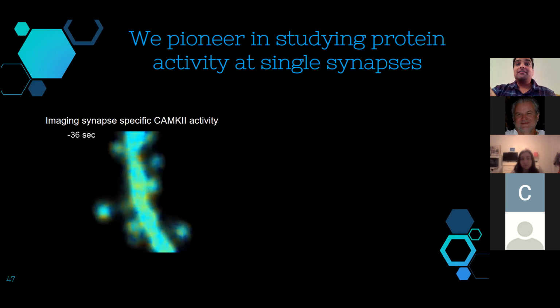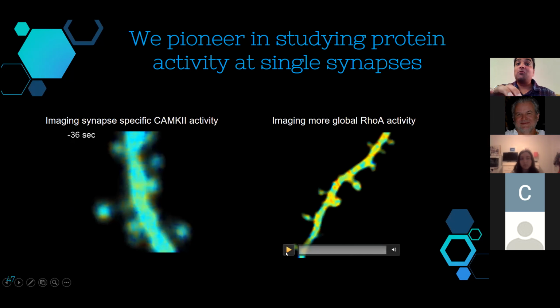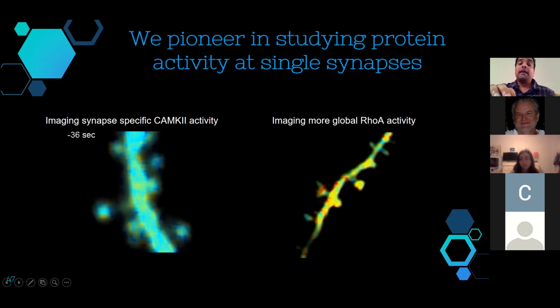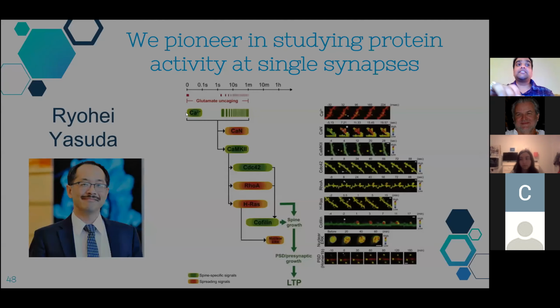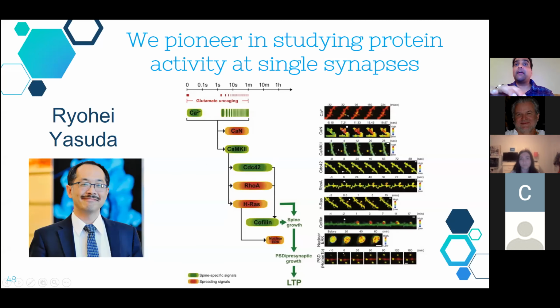There are some other proteins that get activated in a more global fashion. If you see in this spine, when we give the stimulus, you'll see the change in the fluorescence, and that is a more global activation. This is an example of another protein called RhoA. Similar to these sensors, we have developed a dozen sensors now. Ryohei Yasuda, who's my mentor, has pioneered developing sensors, and that has started revealing protein activity at single synapses during synaptic plasticity. Some of them can be spreading signals, and some can be synapse-specific signals.